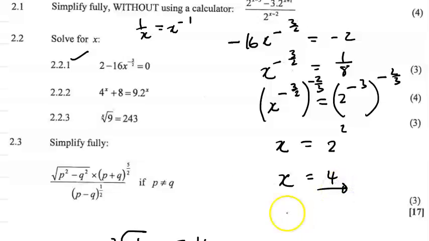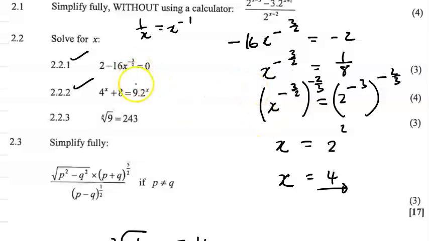So the next question that I'm going to be looking at is 2.2.2, which is 4 to the x plus 8 equals 9 times 2 to the x. So once again, it's very similar to a question that we've just answered, but recognizing it is very, very important. So let's go ahead and look at that now.